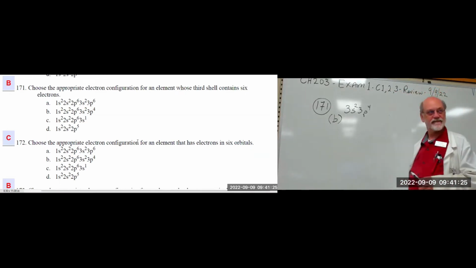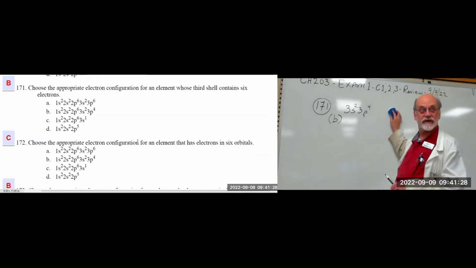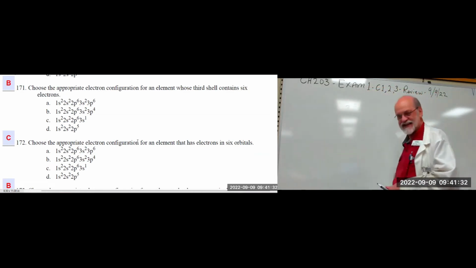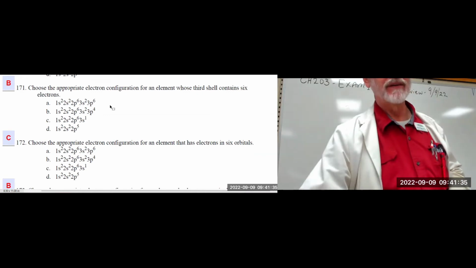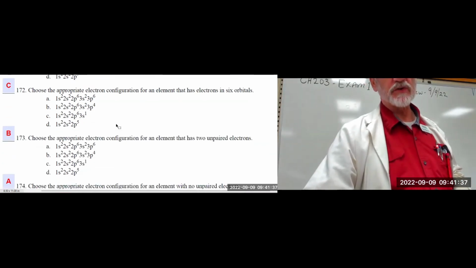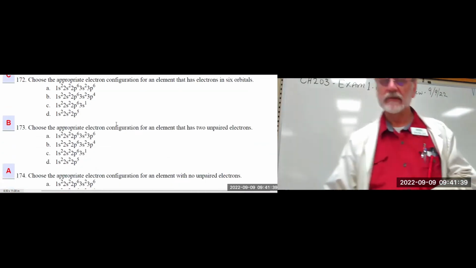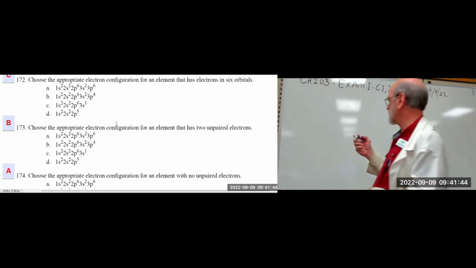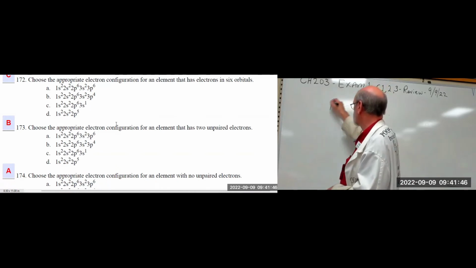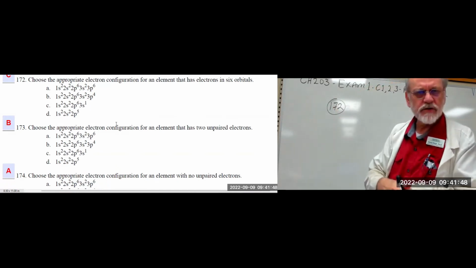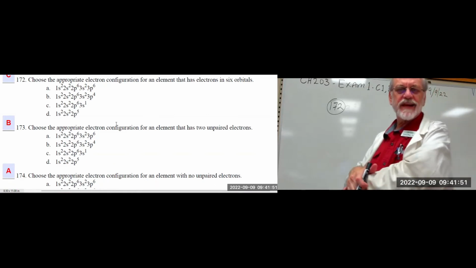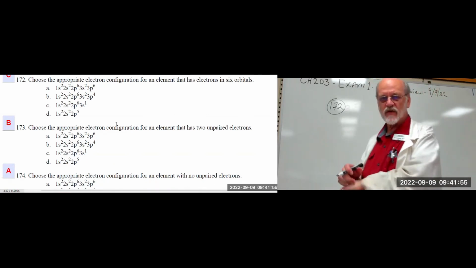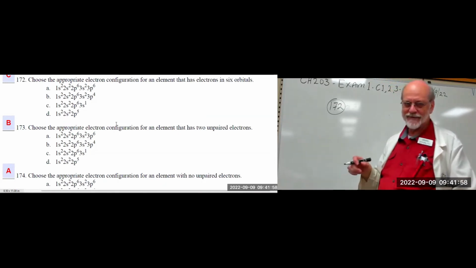Okay. Another one? It takes a lot of practice. Yeah. If you're short on time, then I don't know what to tell you. Choose 172. Choose the appropriate electron configuration for an element that has electrons in 6 orbitals. 6 orbitals. All right.